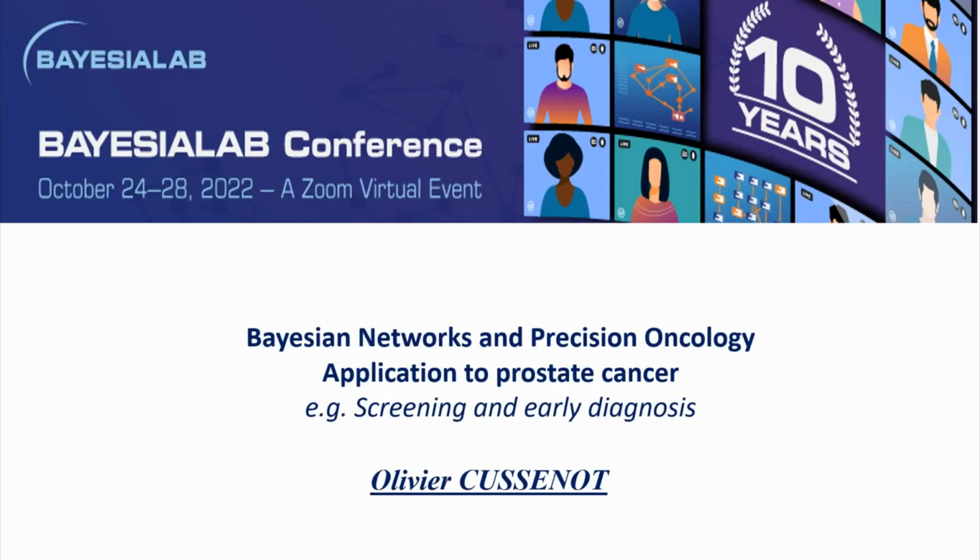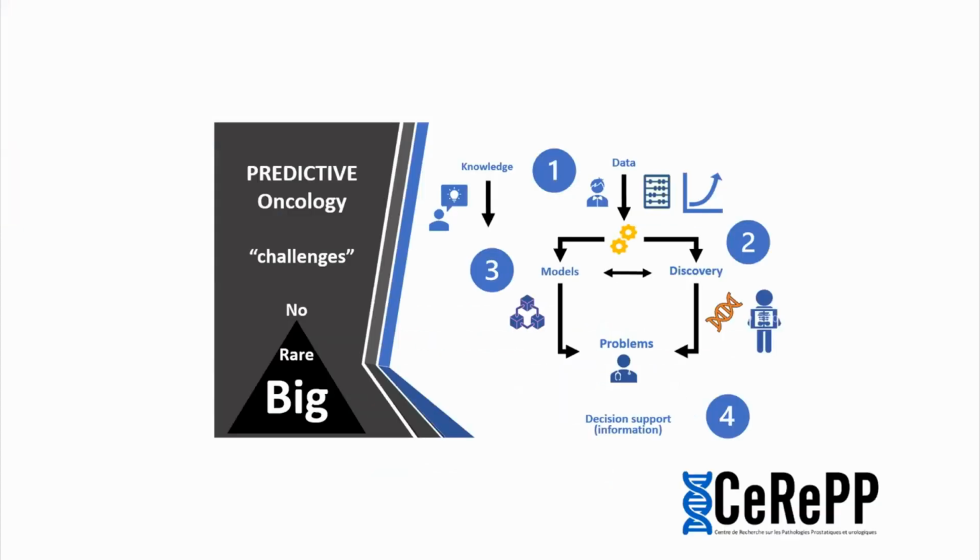Well, the purpose of my talk today is about the use of Bayesian networks in order to understand, in prostate cancer, the interpretation of results from screening, and also to develop a new model for screening and early diagnosis of this disease. The field of my research is predictive oncology.